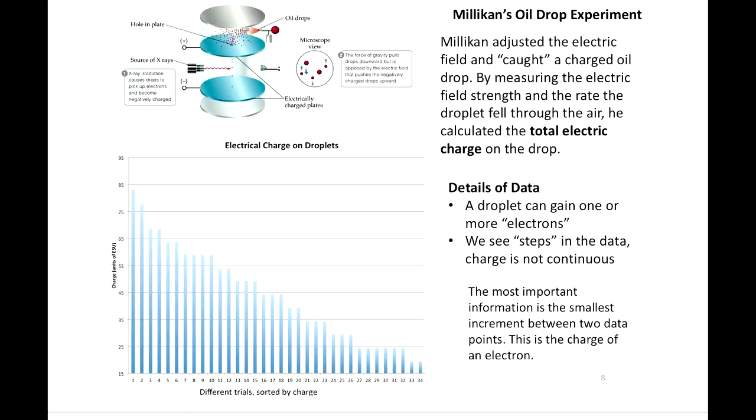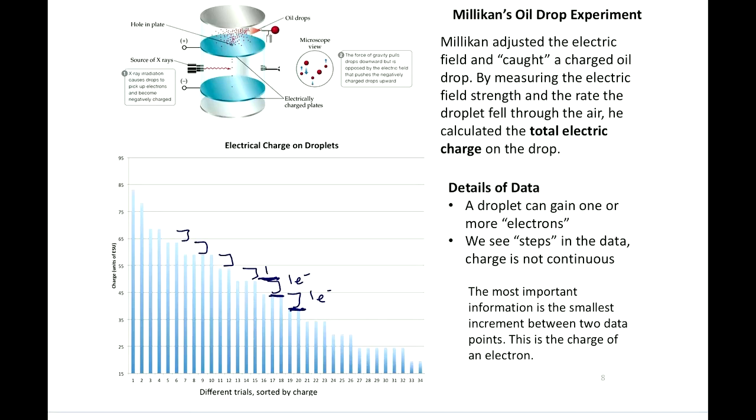It's actually none of those things. The charge of the electron, how we interpret this graph, is actually the increment between trials. The smallest increment between trials, because the difference between this trial and this trial is 1 electron. The difference between these trials and these trials is another 1 electron, all right? Because electrons are like a counting number. You can only have an integer number of electrons, right?